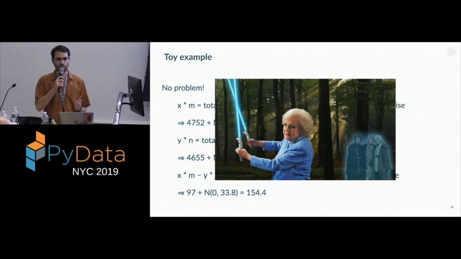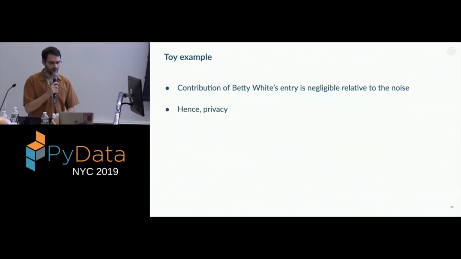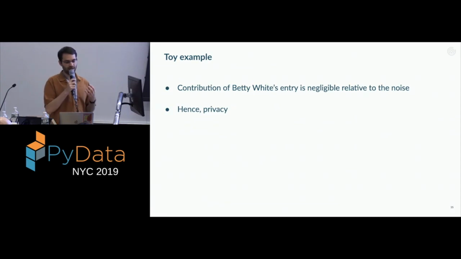Okay, so why does this work? At its core, what's going on here is that the contribution of Betty White's entry to this average query is negligible relative to the noise. So her entry does contribute. In an aggregate, everyone's entries contribute in a way that gets you something very accurate. But as a single individual, your contribution just doesn't do that much. The noise sort of dominates. And that gives you the privacy. And this is essentially the core of what differential privacy is.